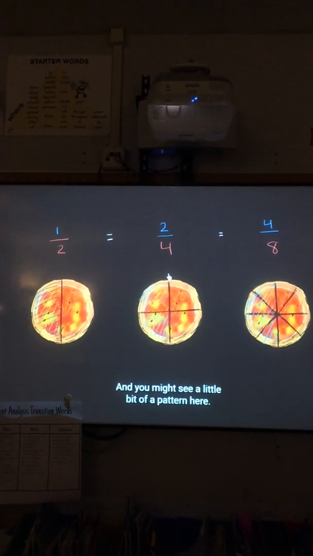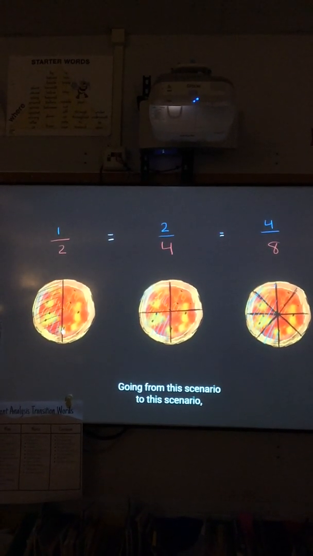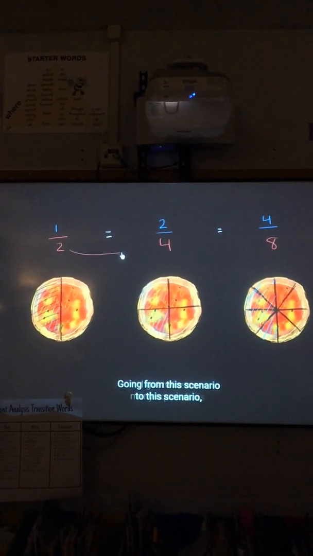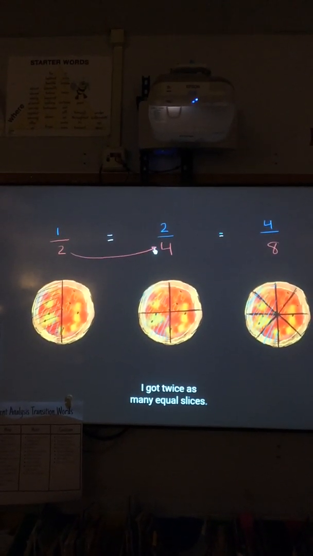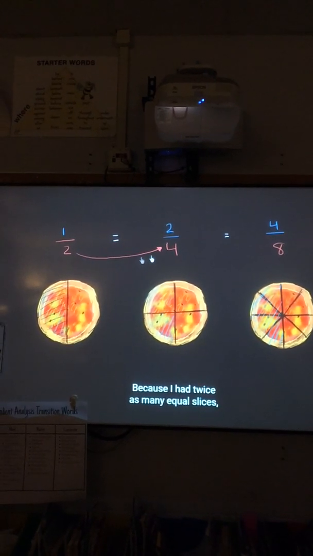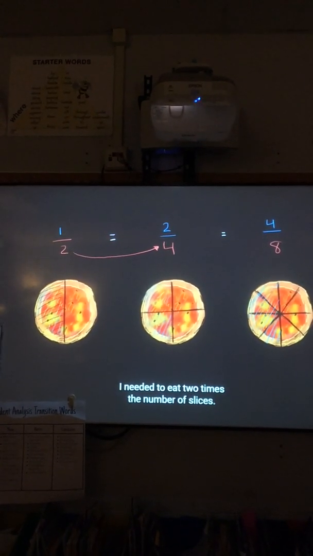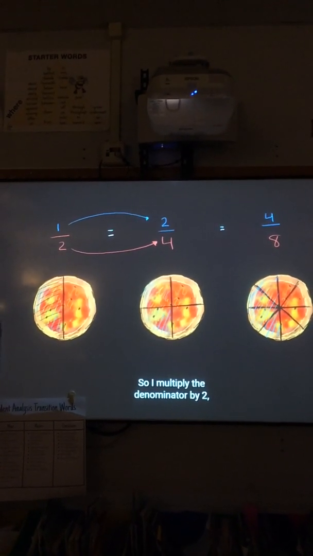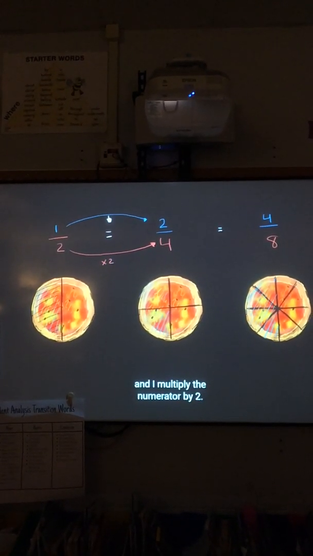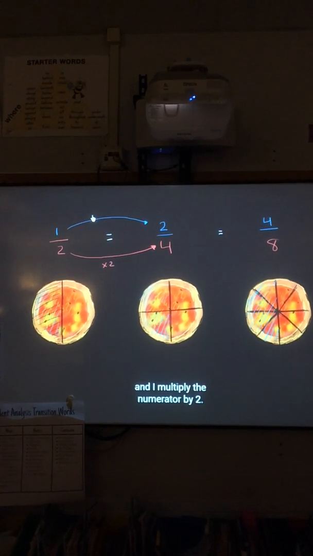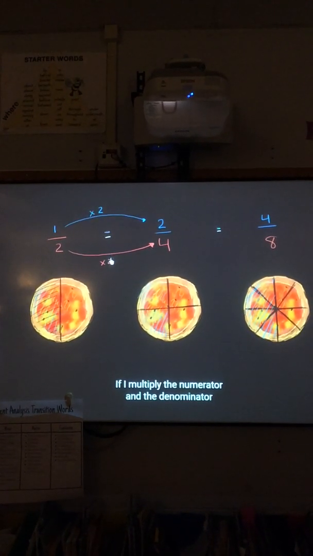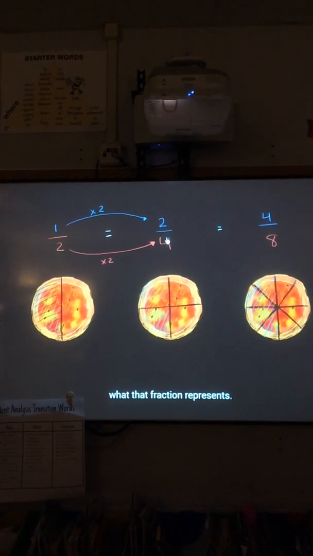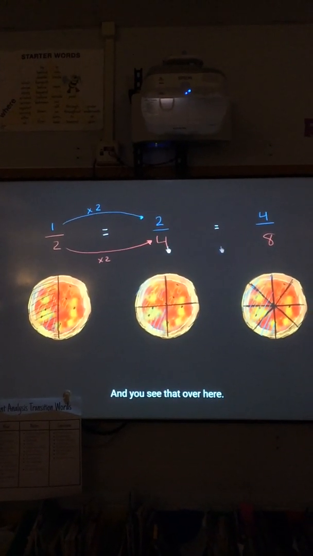And you might see a little bit of a pattern here. Going from this scenario to this scenario, I got twice as many equal slices. Because I had twice as many equal slices, I needed to eat 2 times the number of slices. So I multiplied the denominator by 2, and I multiplied the numerator by 2. If I multiply the numerator and the denominator by the same number, then I'm not changing what that fraction represents. And you see that over here.